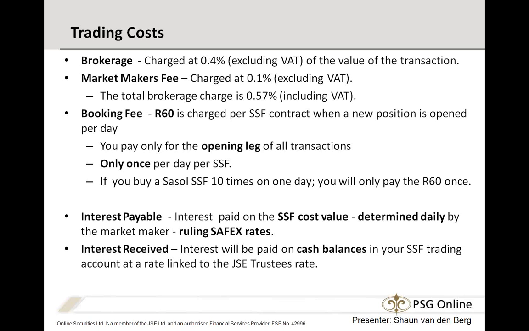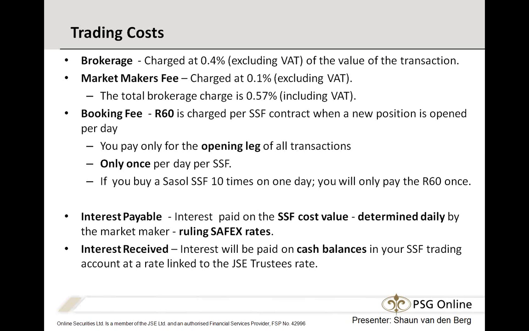So, capital efficient, you've got this gearing. Also, they're very, very affordable, cheap. Compared to equities, these are half price. At PSG Online, we have a sliding scale, 0.9% for the first 25,000. With single stock futures, we have a flat rate of 0.4%, excluding VAT, of the value of the total transaction. You also have 0.1%, what we call market maker's commission, because we're trading through a market maker, RMB, that makes a market for us. So your total brokerage is 0.5%, including that.